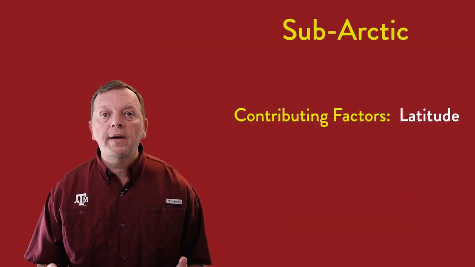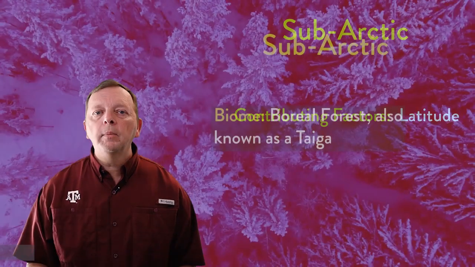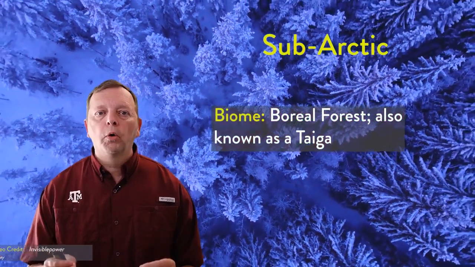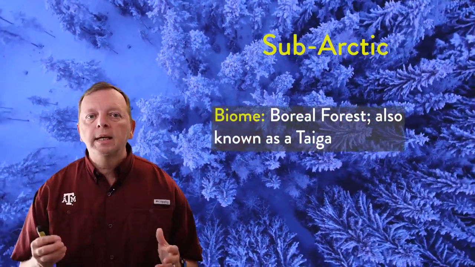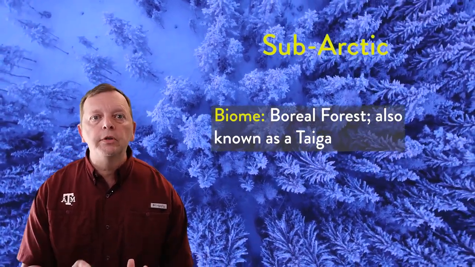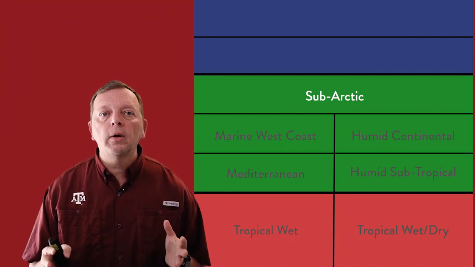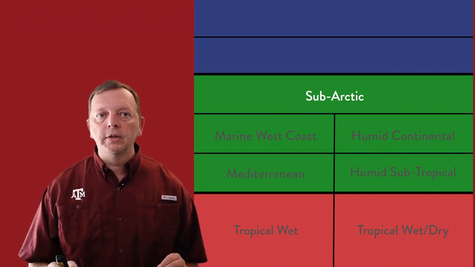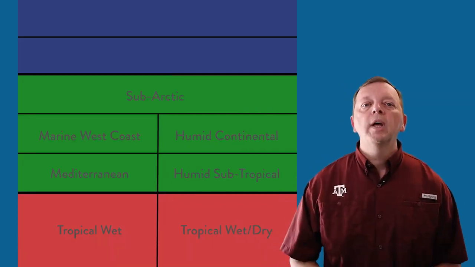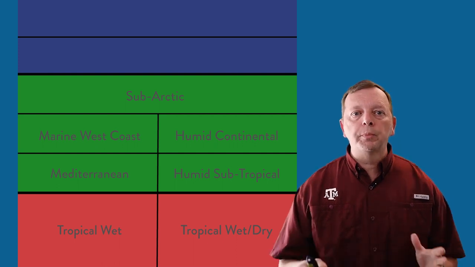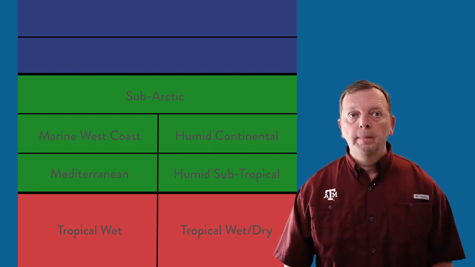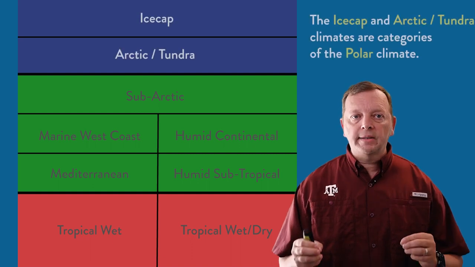Now, the dominant climate factor here is latitude. And the biome we find in the subarctic is the boreal forest, which you remember consists of trees specially adapted to deal with the subarctic's cold temperatures. So the subarctic climate is our last of our 5 temperate climates. As we move even closer to the poles, we enter the high latitudes and the temperatures become even more cold. It is here we find the polar and the ice cap climates.